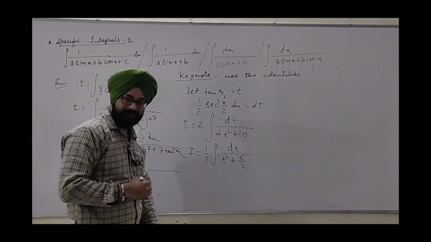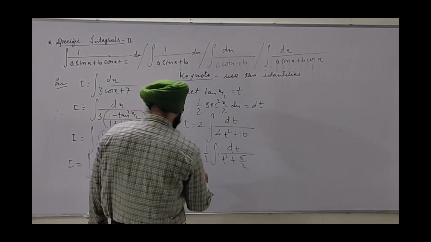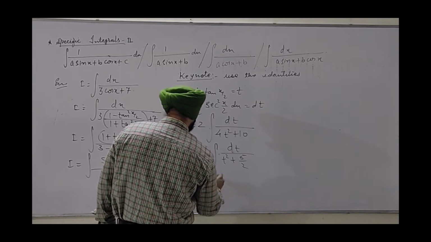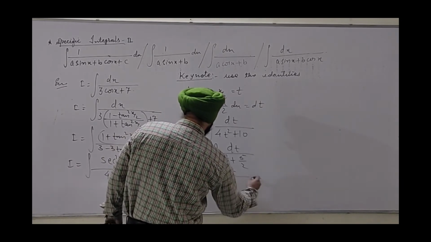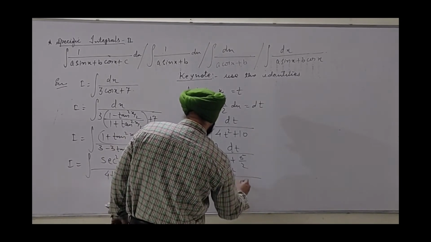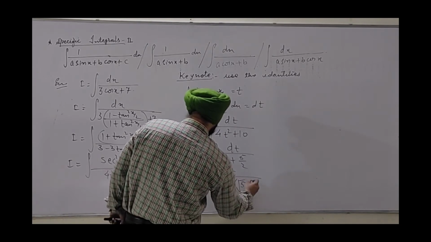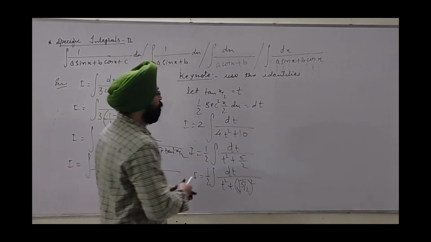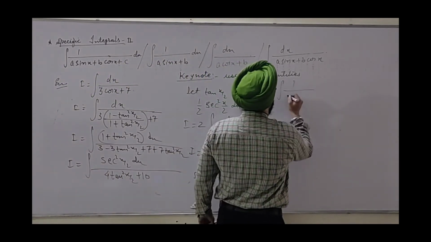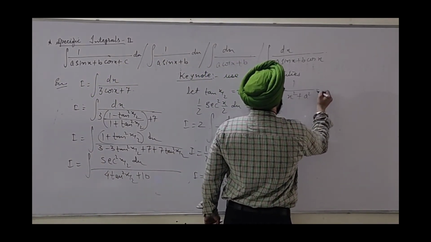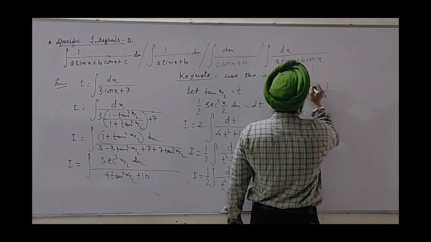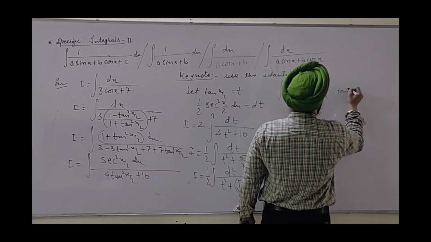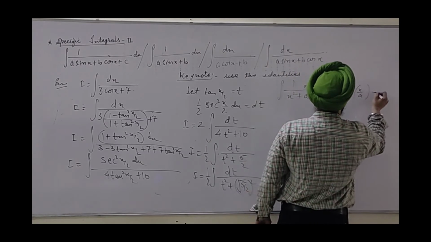This is again in the standard form. We can convert this into an identity pattern: 1 by 2 dt upon t square plus root 5 by 2 whole square, which is like 1 upon x square plus a square, which is equal to 1 upon a tan inverse x upon a plus c.